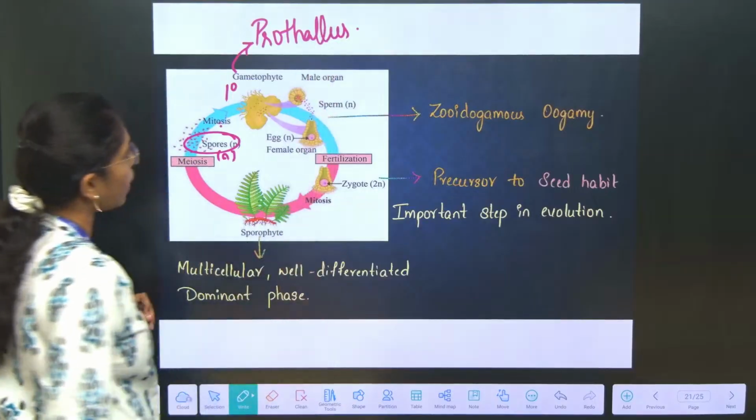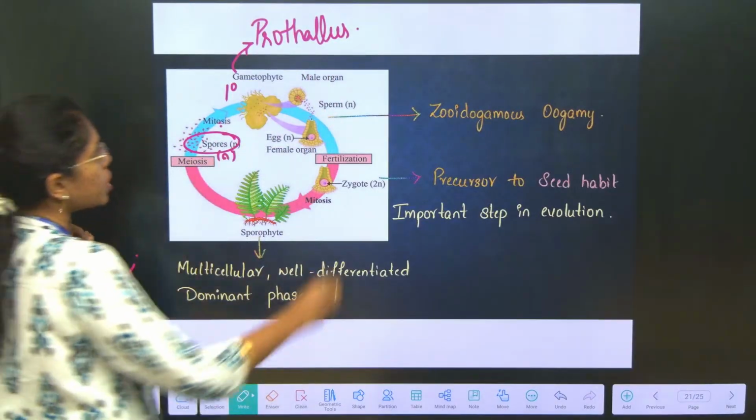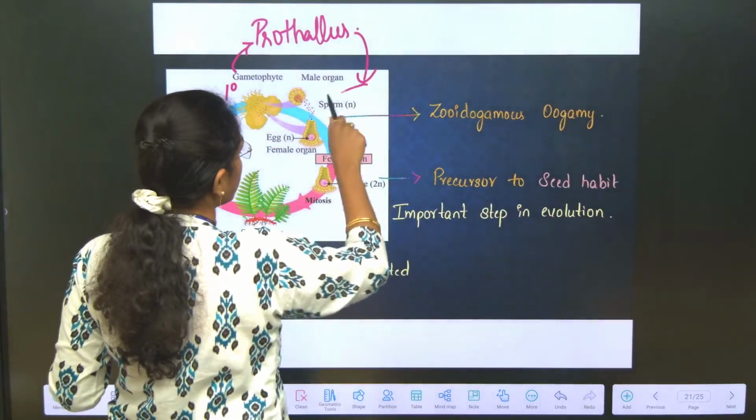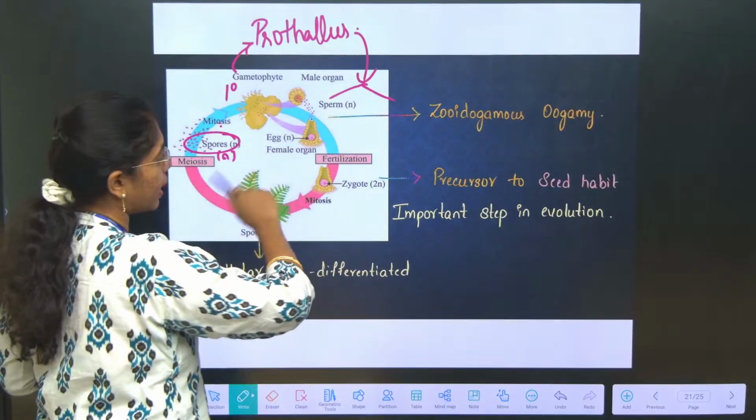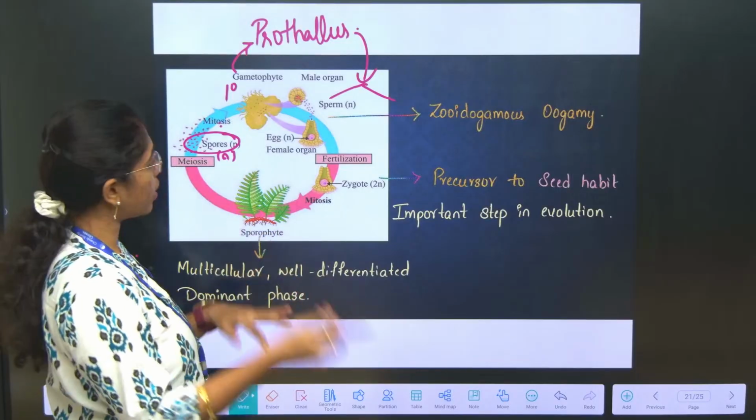Prothallus is the primary gametophytic structure. This develops into a mature gametophytic structure, which is of two types: male gametophyte and female gametophyte. It can be monoecious or dioecious.